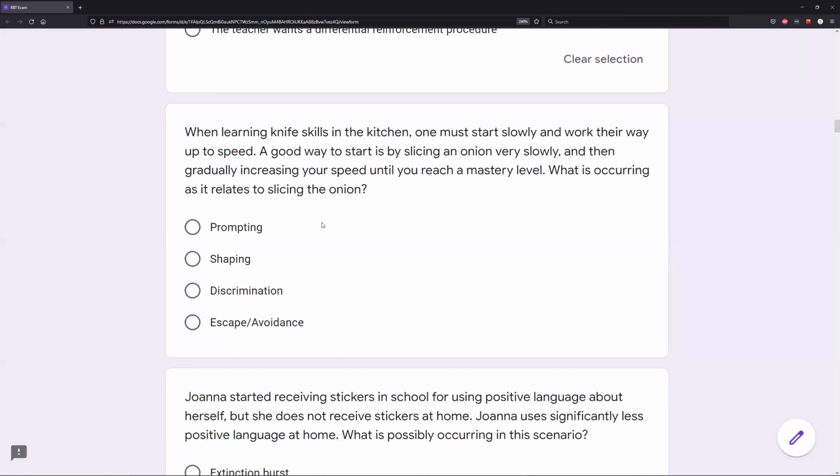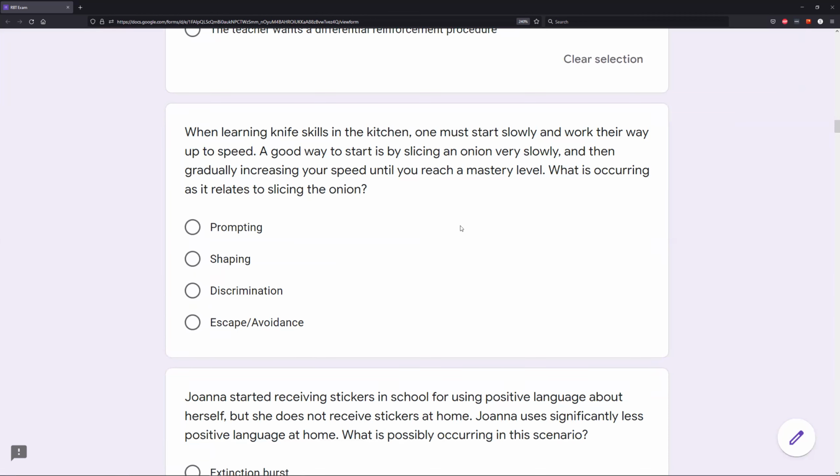No, you don't need any prompts, okay, to slice your onion. You have some form of the skill, right? You can slice very slowly at first, but no one's prompting you through it. You're trying to build up speed to reach a terminal behavior or a mastery level. Are you shaping your behavior? Yes. You are slowly increasing your ability to reach this terminal or mastery level by going through successive approximations of a behavior.